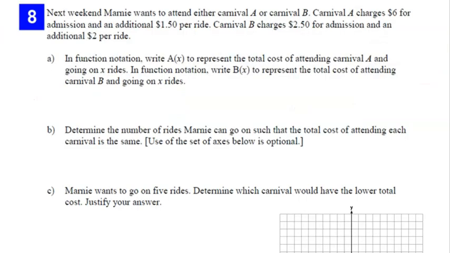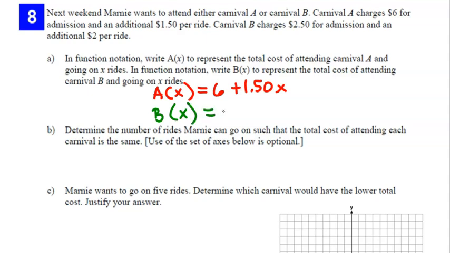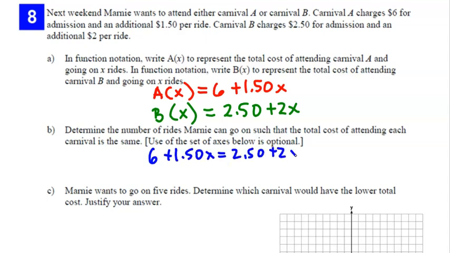Number 8 talks about the prices at Carnival A and Carnival B. It asks you to use function notation, that means write a of x, to represent the total cost of attending Carnival A, which had a $6 admission charge plus $1.50 per ride. Carnival B, we'll call b of x, has an initial admission charge of $2.50 and then $2 per ride. The next question asks us to determine when the cost of attending each carnival is the same. So when will 6 plus 1.50x equal 2.50 plus 2x?